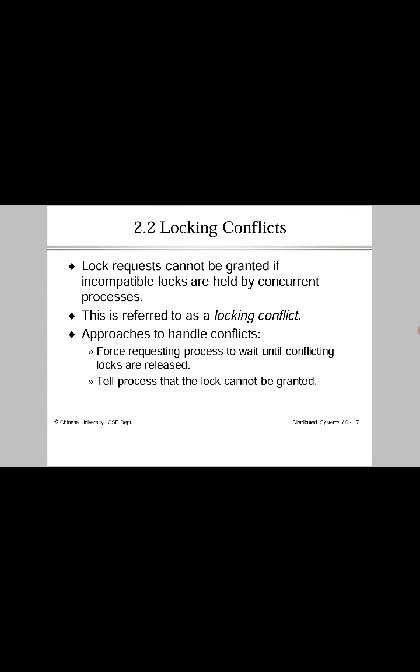So locking conflicts. How do two different locks conflict? A lock request cannot be granted if incompatible locks are held by a concurrent process. This is referred to as locking conflict. The approach to handle conflicts is to force the requesting process to wait until the conflicting locks are released.